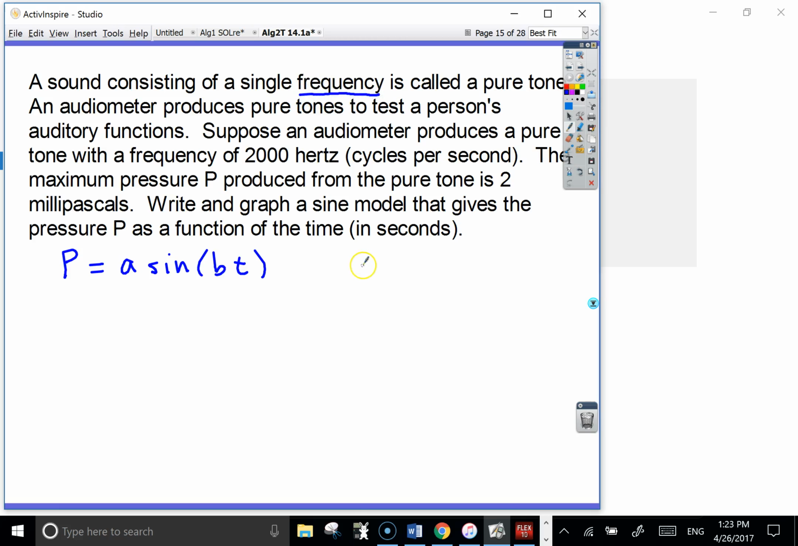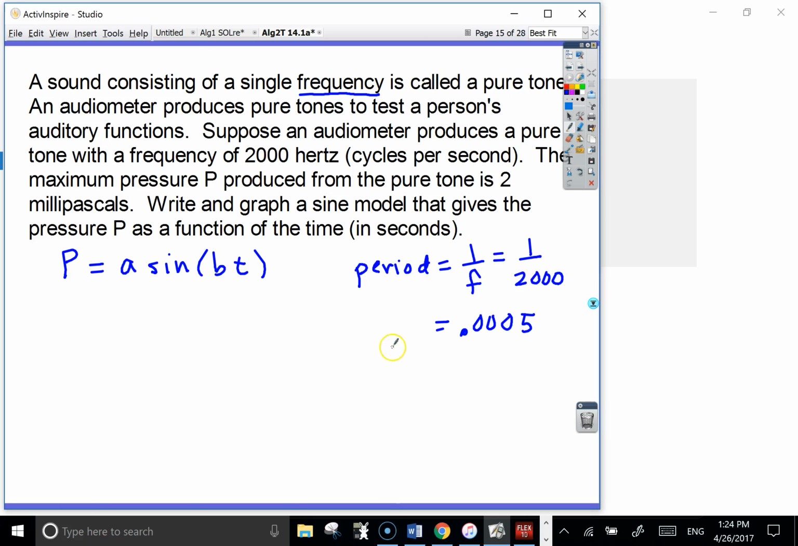So we're going to say that the period is 1 over the frequency, which is 1 over 2,000. It says 5e negative 4, so that's 0.0005, which is 5 times 10 to the negative 4. Okay, that's the period. But we don't really just need the period. We need to know what the B is.